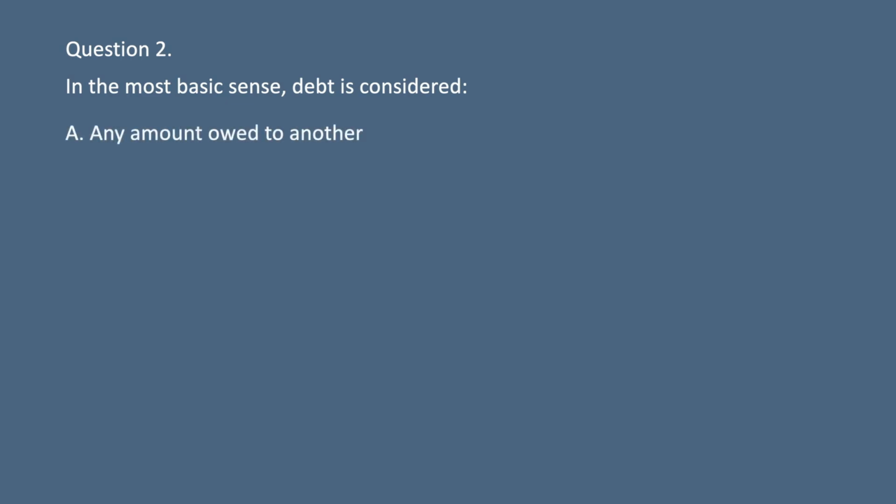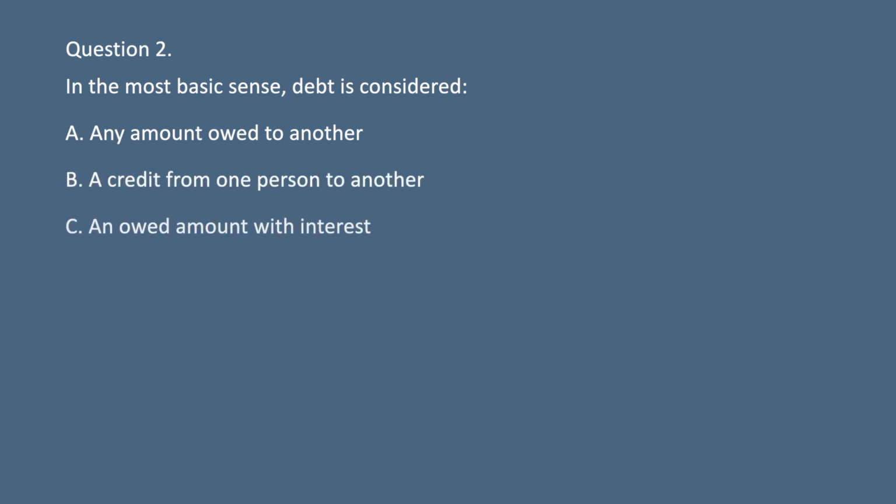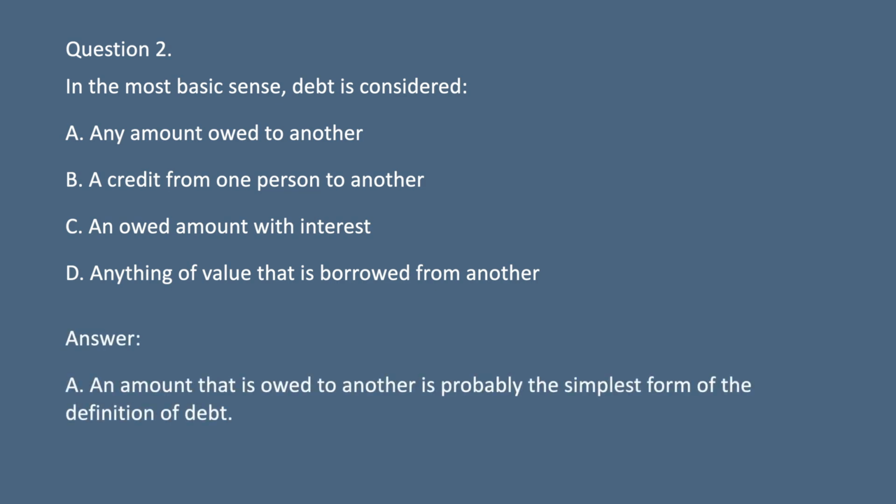Question 2. In the most basic sense, debt is considered A. Any amount owed to another. B. A credit from one person to another. C. An owed amount with interest. D. Anything of value that is borrowed from another. Answer: A. An amount that is owed to another is probably the simplest form of the definition of debt.